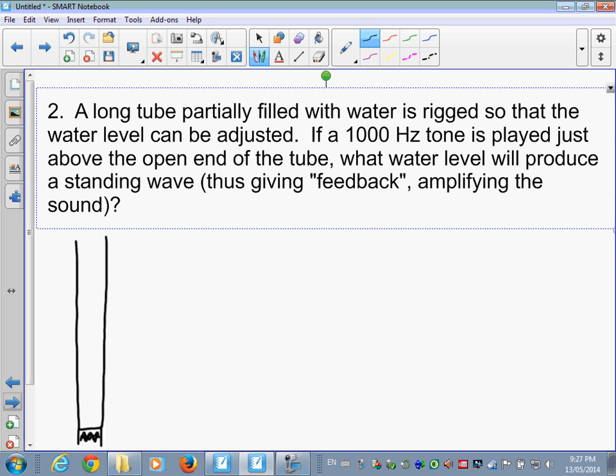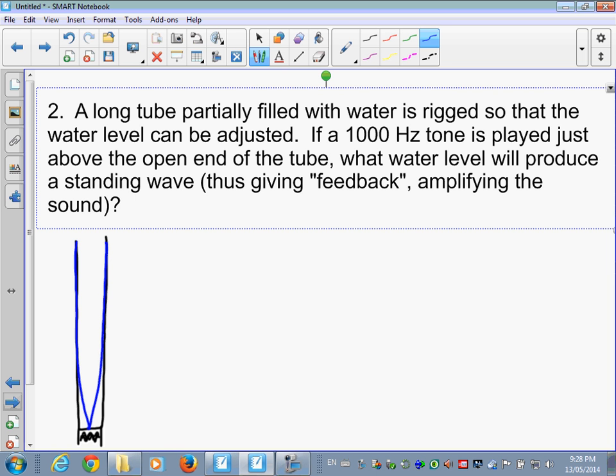So what we're looking for is trying to figure out what water level is going to produce a standing wave and give feedback to amplify the sound. Now, you can create a standing wave without getting feedback, and then the sound would disappear, and you wouldn't get any resonance in that length. What we're going to look for is the place where we do get a loud sound. So the simplest one is going to give us a node at the bottom and an antinode at the top. So our wave would look something like this.